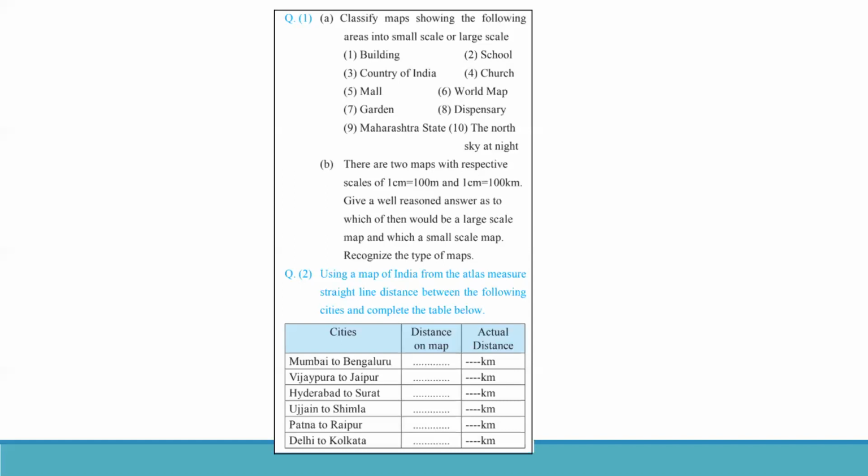Now the next one, you have question 2. Using a map of India from the atlas, measure the straight line distance between the following cities and complete the table below. Now this is possible to do from the atlas. You get the map and you can check. But we are omitting this exercise for you all. So you need not do this. If we ever get an opportunity in the class, we can always do this. It's not important at this moment. So leave it out.